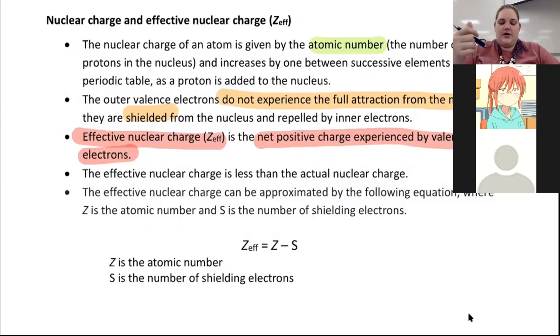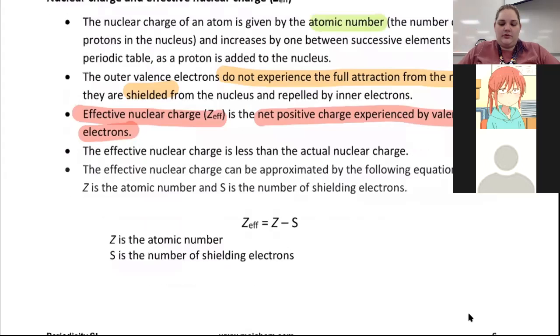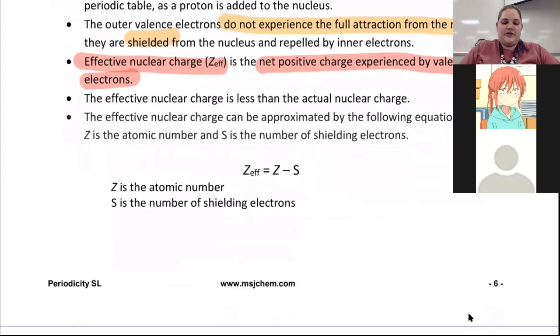So in this sense, we're subtracting the total number of electrons, which is going to come from our atomic number because we're going to assume that our atoms are all neutral.